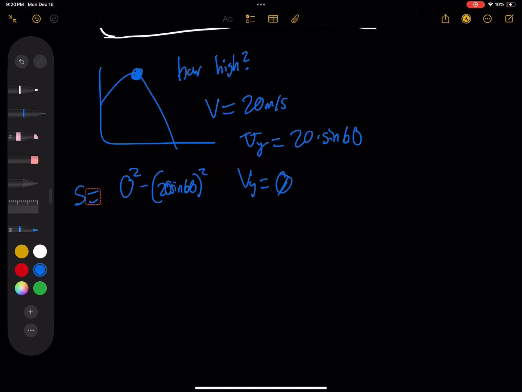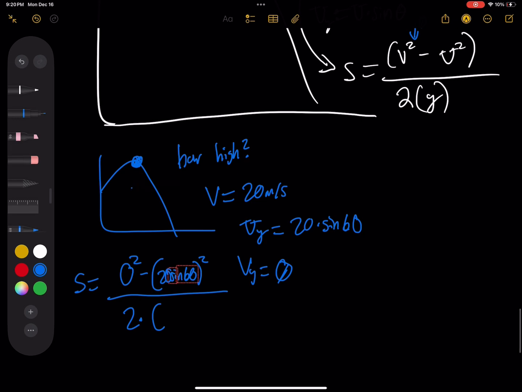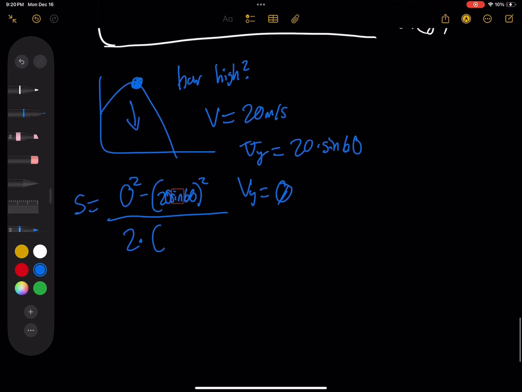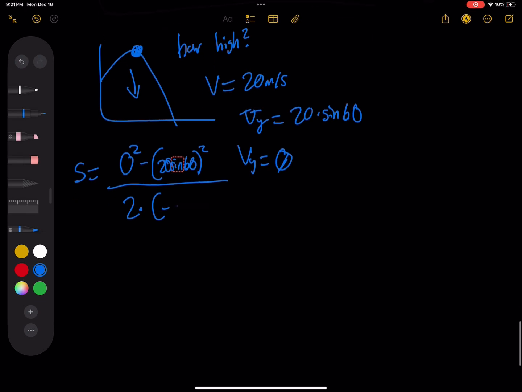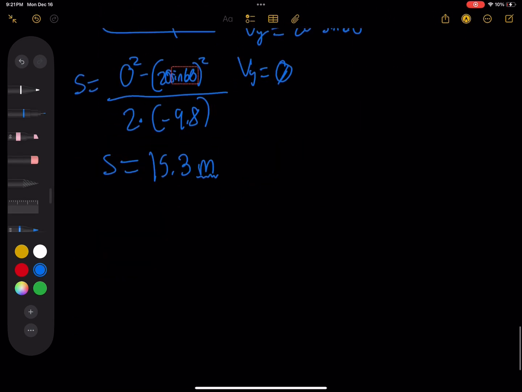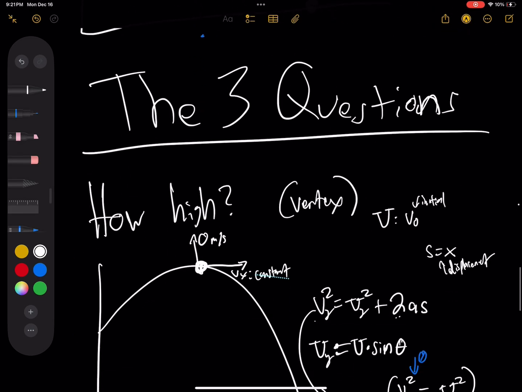You can use your unit circle for this. And then 2 times, and remember that we're going to be looking at gravity, and gravity is going down here, or pulling the spherical object, which might be a cow, down. So it's going to be negative 9.8. Then plug this into your calculator, or don't actually, I can do it for you. That's going to be equal to 15.3 meters. Fun times. This was number 1.